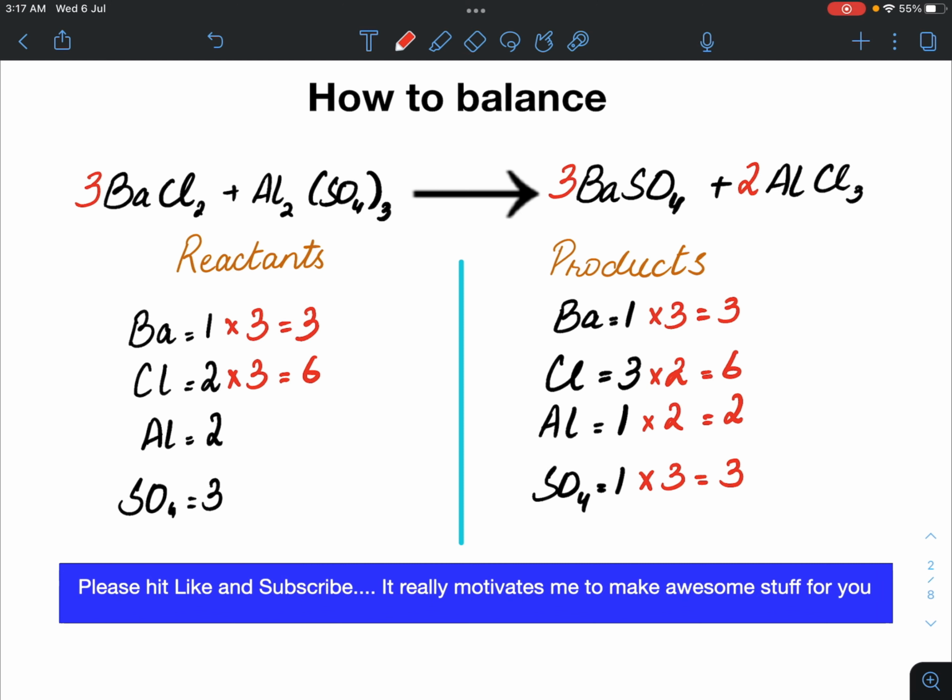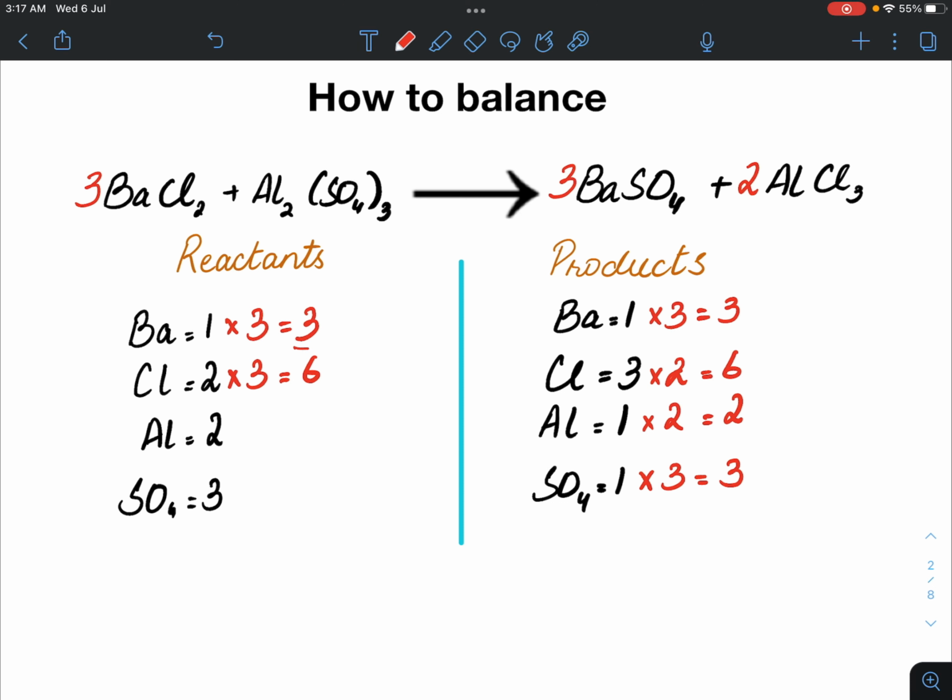Now let's count and compare the number of atoms on both sides. 3 here and 3 here for barium, 6 here and 6 here for chlorine, 2 here and 2 here for aluminum, and for sulfate 3 here and 3 here. Now they all match each other, so this equation is now balanced.